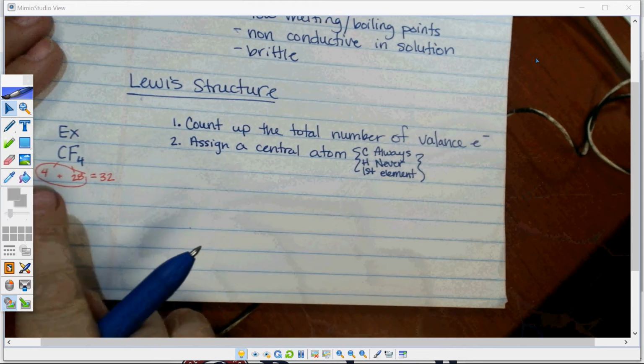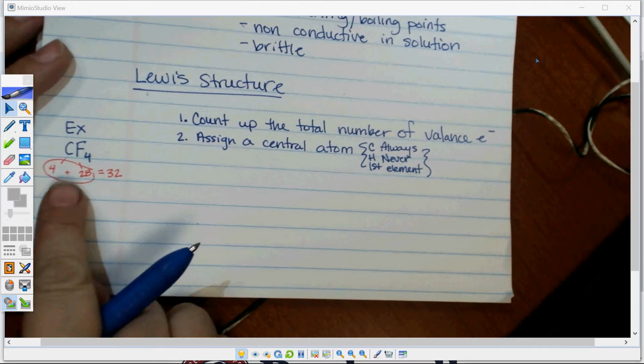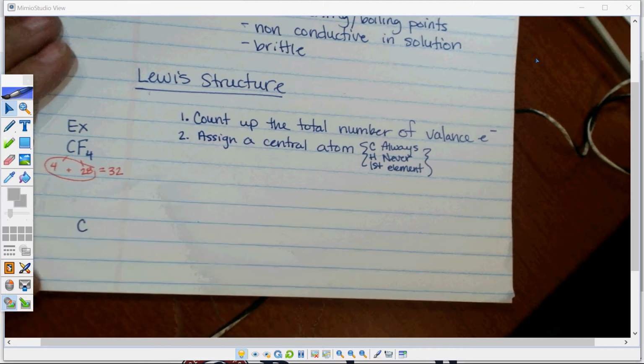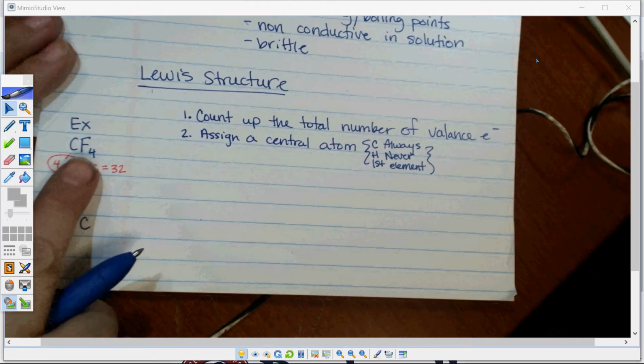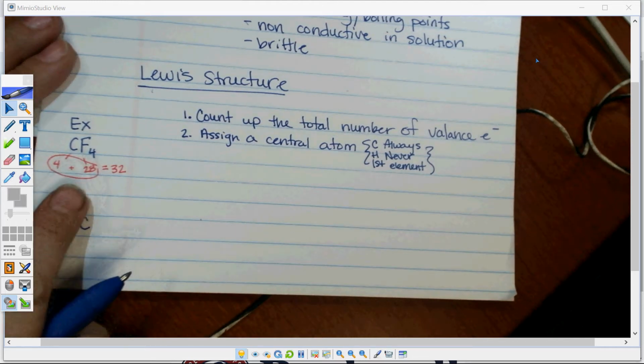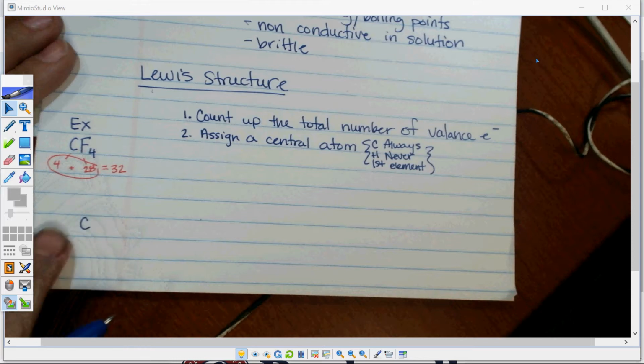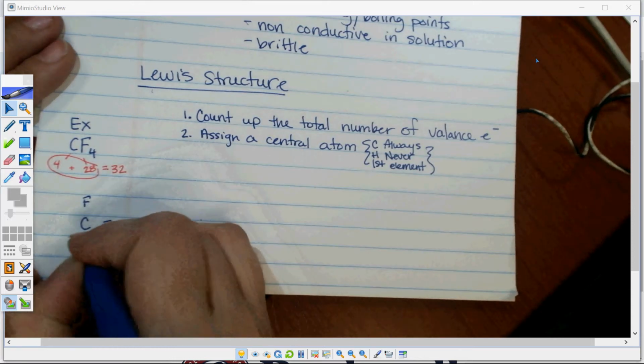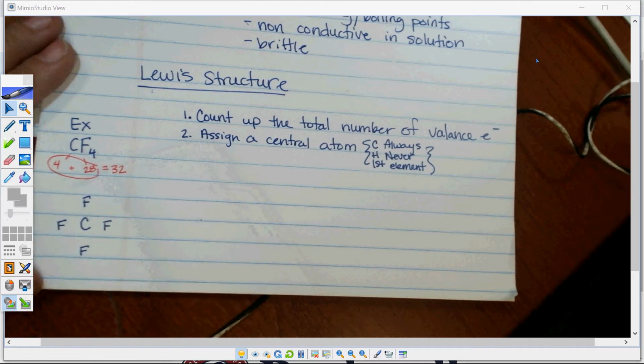Okay, so if I'm assigning my central atom, I'm going to choose carbon as my central atom. So I write carbon, and now I got 4 atoms of fluorine. So all I have to do is spread those things out around my carbon as evenly as I can, which makes it look like that.